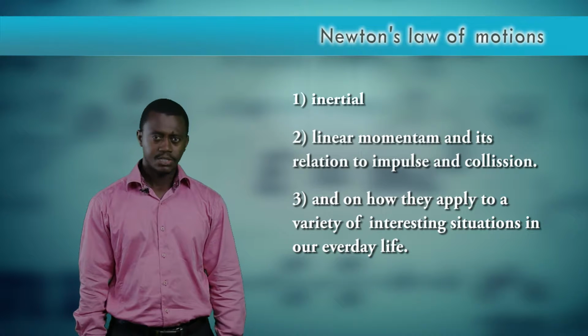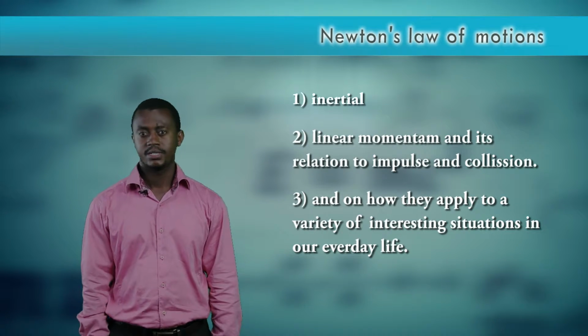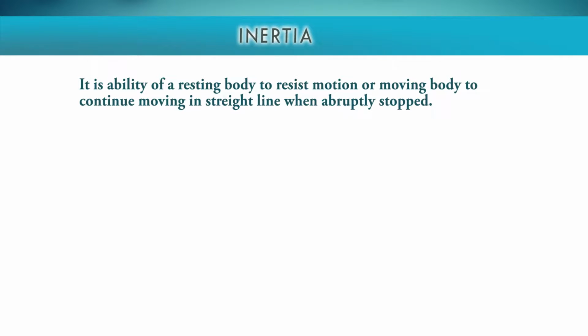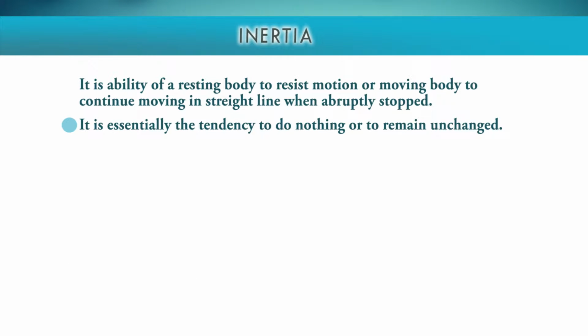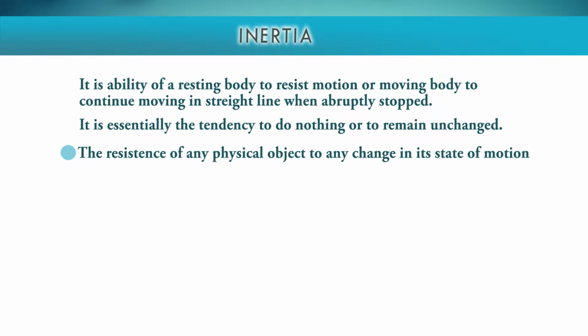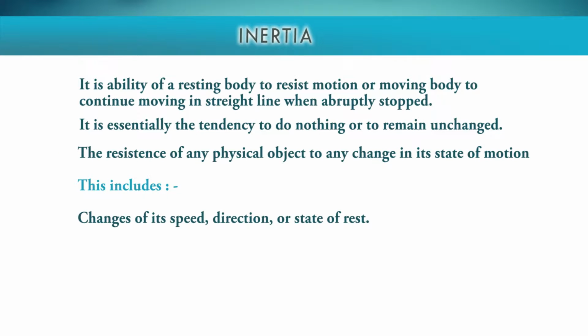Before we start, let's talk about an important terminology, inertia. It is the ability of a resting body to resist motion, or a moving body to continue moving in a straight line when abruptly stopped. It is essentially the tendency to do nothing or to remain unchanged. We can also define inertia as the resistance of any physical object to any change in its state of motion. This includes changes to its speed, direction, or state of rest.